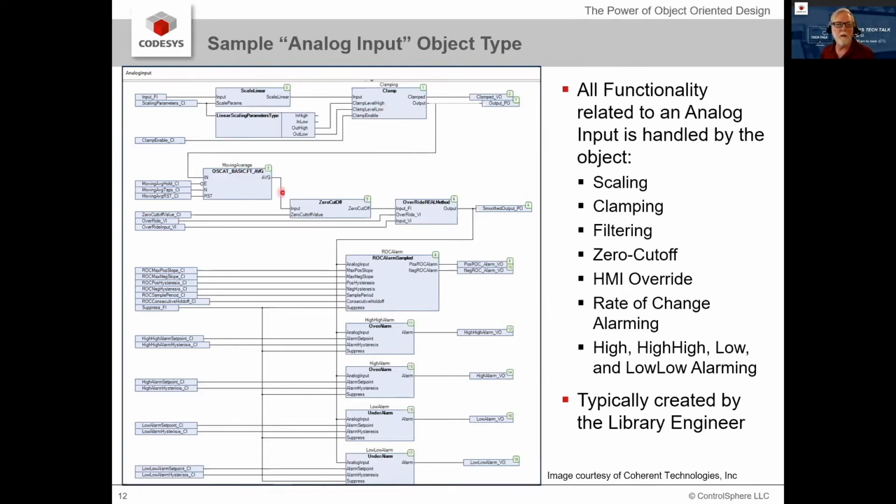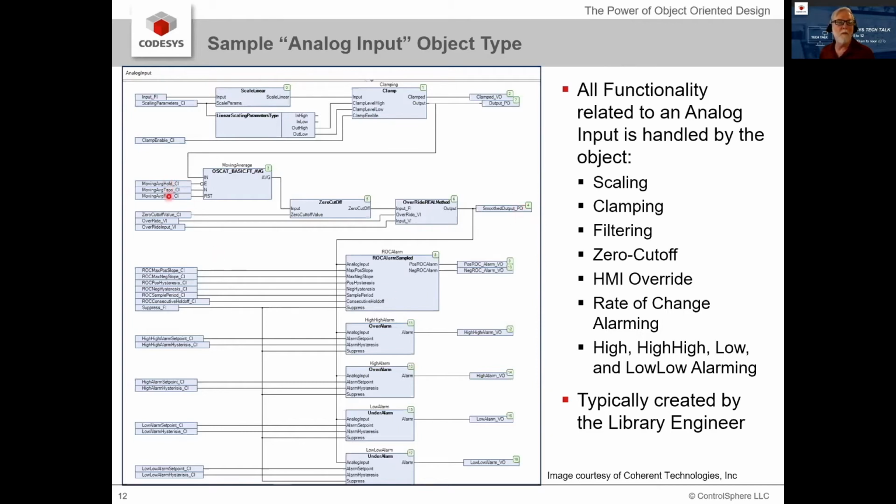And then some filtering, zero cutoff, so we're not totalizing noise, HMI override in case the sensor fails or something, rate of change alarming, and then the high, low, high-high, low-low alarming. So the programmer now only has to configure these objects and use their outputs. You'll notice here this analog input has two outputs. You can always tell what is intended to be used by the programmer because it'll always have an underscore PO at the end of it. We'll talk about that naming convention later. This one has two outputs, an unfiltered output and a filtered output, so you can use either one.